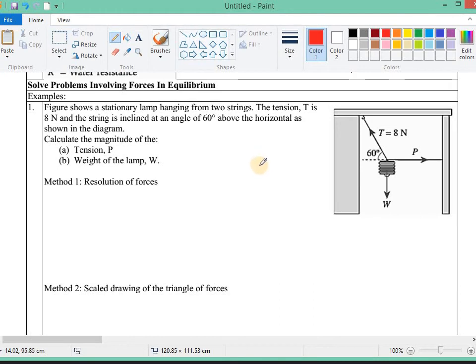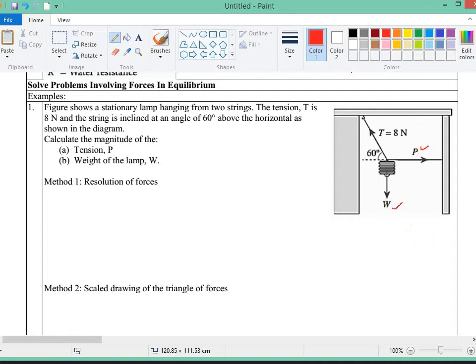Right. So, solve problems involving forces in equilibrium. Let's look at an example. The figure shows a stationary lamp hanging from two strings. The tension T is 8 Newton. The string is inclined at an angle of 60 degrees above the horizontal, as shown in the diagram. We calculate the magnitude of the tension, and then the weight of the lamp W. So that means we need to calculate how much this one is and how much this one is.